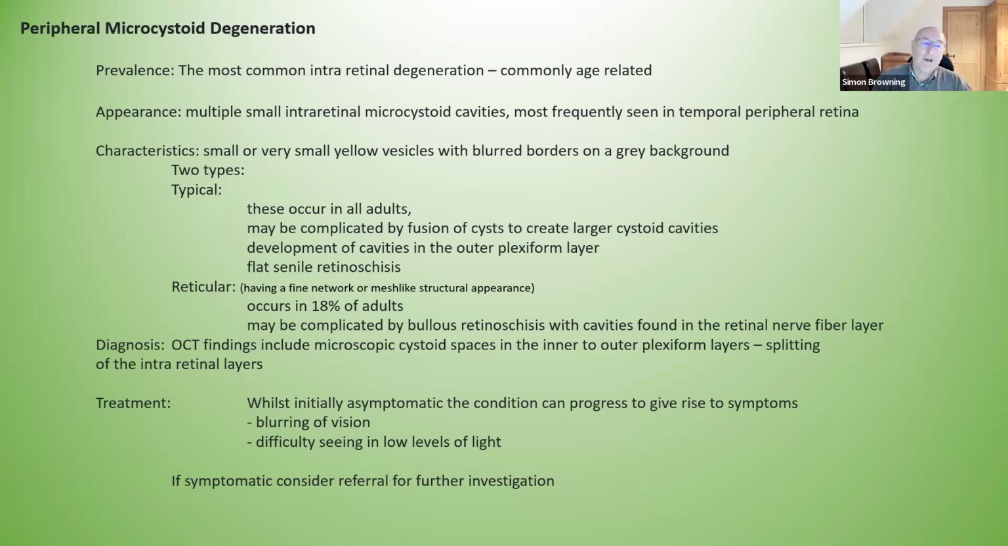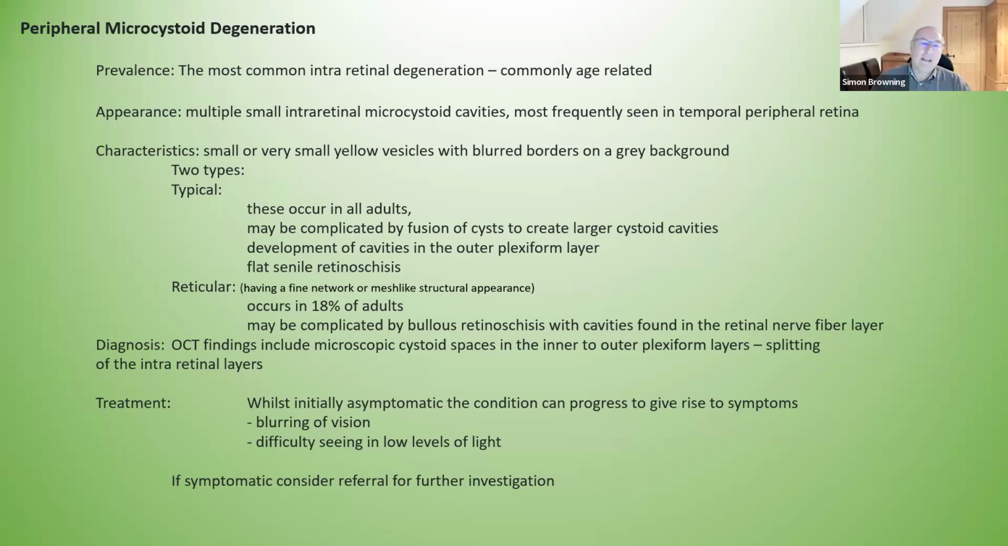You have two types. What are called the typical. These are going to occur in all adults, but they may join together. These little microcysts might join together to create larger cystoid cavities, and these are in the outer plexiform layer of the retina. And of course, the split in the retina is the clue. They go on to form flat. So it's a joining up of the little cysts to start with.